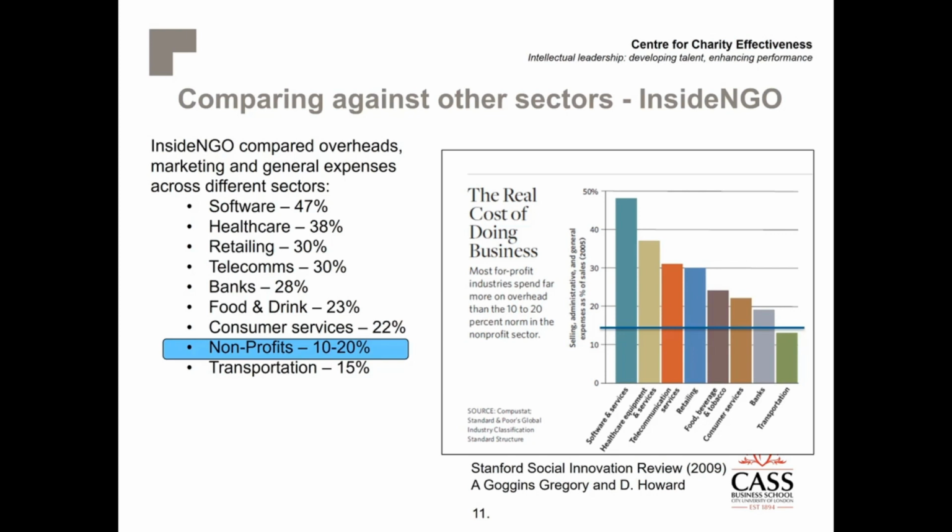So let's just compare against other sectors for a couple of seconds. If you look at the general expenses and marketing, so we're not now just looking at overheads, we're looking at marketing as well. Banks, 28%, software companies, 47%. They're spending a considerable amount more than we are as non-profits and charities, spending about 10 to 20%. So back to this thing about spending more, I think we should actually be spending more on our infrastructures and justifying why we need this infrastructure to be able to provide a quality service.